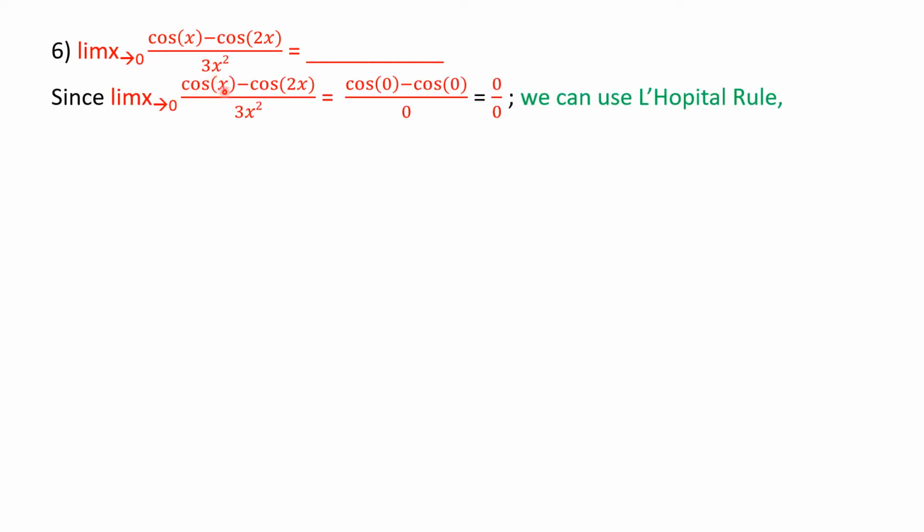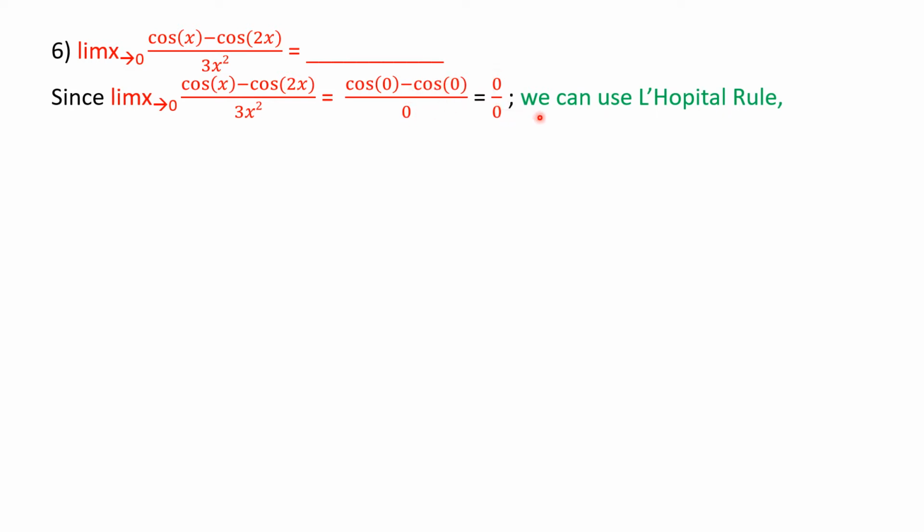The next question, number 6: the limit as x goes to 0 of (cosine x minus cosine 2x) divided by 3x squared. To find the limit, first we have to plug in the values and see what we're going to have. So we're just going to replace every x by 0, and if we do so, we'll get cosine 0 minus cosine 0 divided by 0, which is 0 over 0.